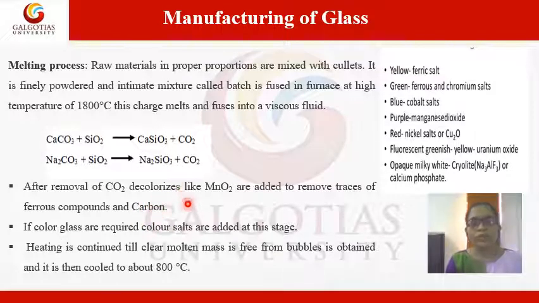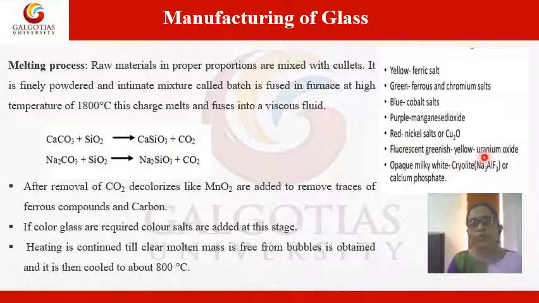If you want to prepare colored glass, then different color salts are added during this stage. What are the color salts required for different colored glasses? If we want to prepare yellow glass, ferric salt will be added. For green glass, ferrous and chromic salts will be added. For blue glass, cobalt salts will be added. For purple glass, manganese dioxide will be added. Nickel salts and cuprous oxide will be added for production of red glass.